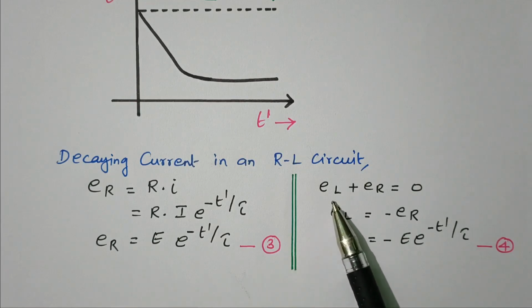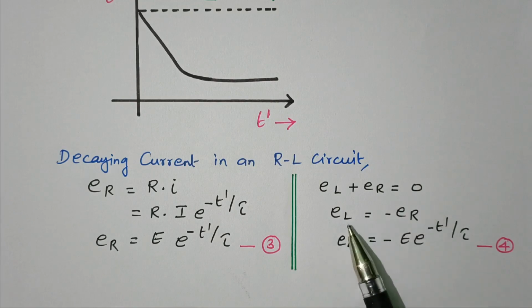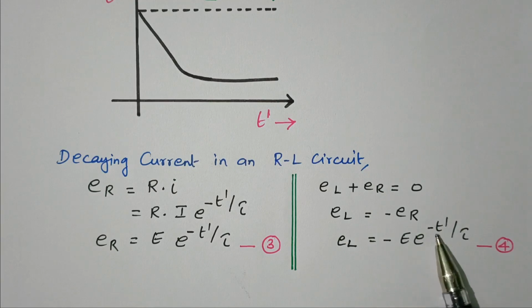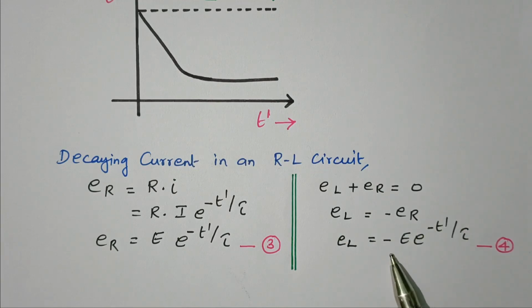By using the KVL, EL plus ER equals 0, so EL equals minus ER. That is equal to minus E e power minus t dash by tau. The ER is already available, so minus. So this is also decreasing, but in the negative region. So we already identified that current is decreasing from I to 0 when the time increases from 0 to t. The voltage across resistor and inductor is also decreasing, but the inductor is decreasing in the negative region. Now we'll see the graph for this EL and ER.